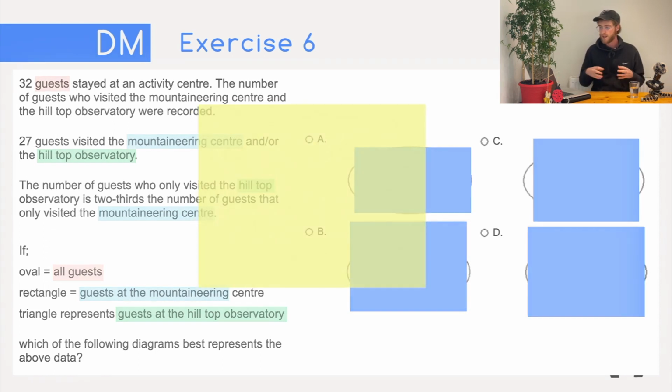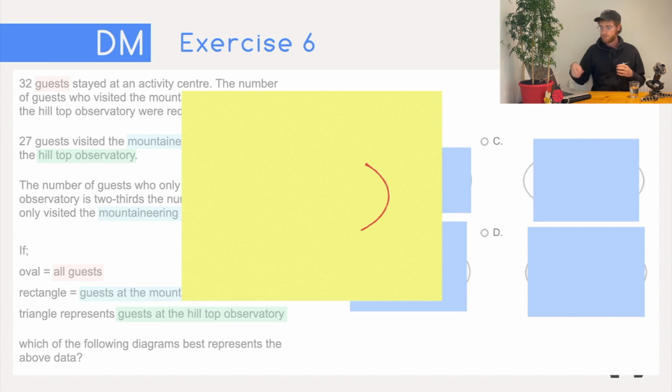I'll show you what I came up with. I've got a red oval here, which represents all of the guests. I then got a blue rectangle, which are the guests that went mountaineering. And remember, all of the guests who went mountaineering were at the resort. That means that the blue rectangle has to be entirely within the oval.